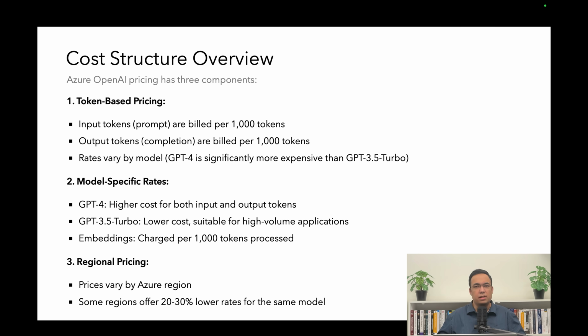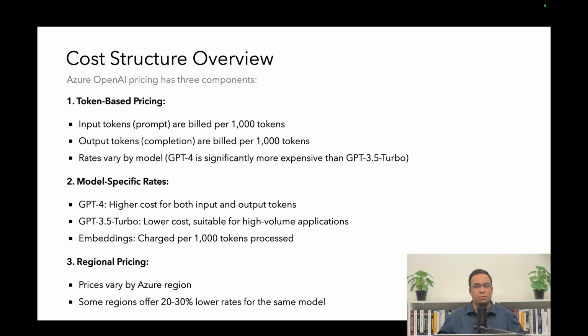Azure OpenAI pricing has three main components you need to understand. The first component is token-based pricing. Input tokens, which are your prompts, are billed per 1,000 tokens. Output tokens, which are the completions, are also billed per 1,000 tokens. The rates vary pretty significantly by model. GPT-4, for example, is much more expensive than GPT 3.5 Turbo for both input and output.